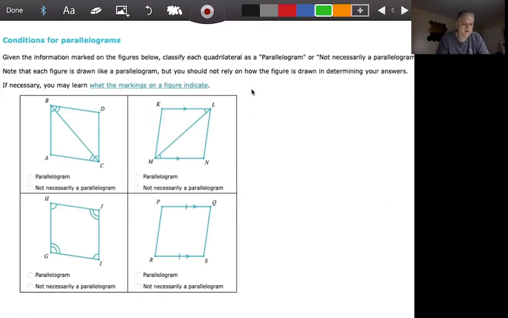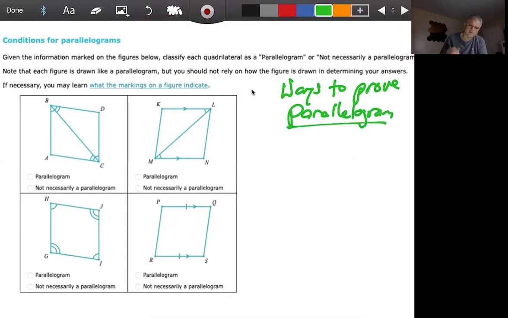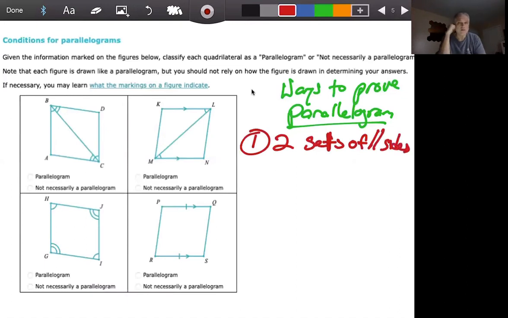Conditions for parallelograms. Okay, so we just went through some things where we said, if this is a parallelogram, then these things are true. Now let's find the converse. If this is true, then this is a parallelogram. So these are ways to prove that you have a parallelogram. Well, the first way is, I think, the most obvious way, and that is the definition of parallelogram. You have to know that you have two sets of parallel sides. If I put parallel, parallel, and parallel, parallel, those markings prove that I have a parallelogram.